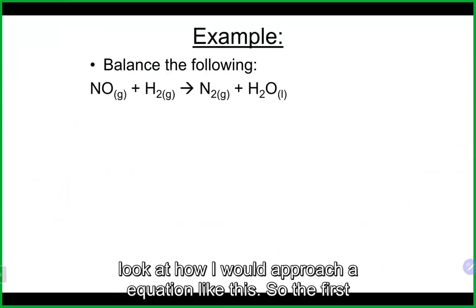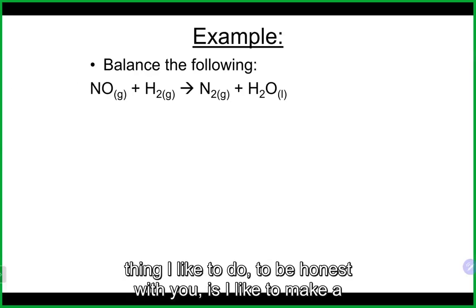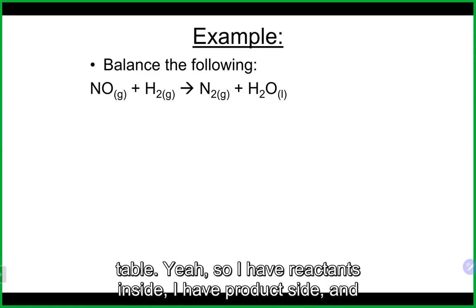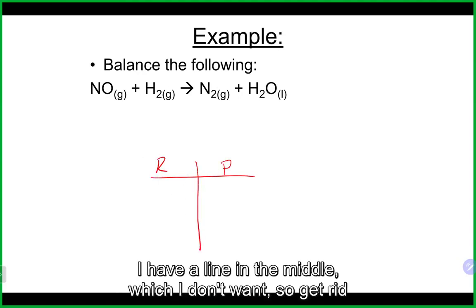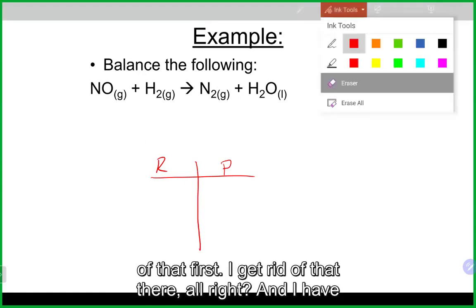All right. So let's take a look at how I would approach an equation like this. The first thing I like to do, to be honest with you, is make a table. So I have a reactant side, I have a product side, and I have a line in the middle, which I don't want. So let me get rid of that first.